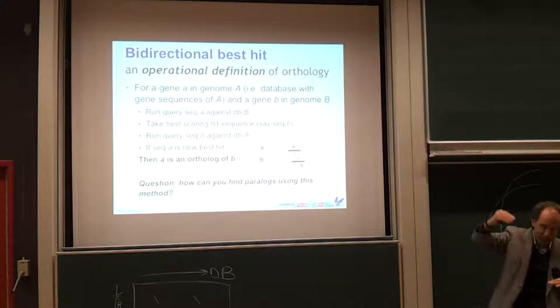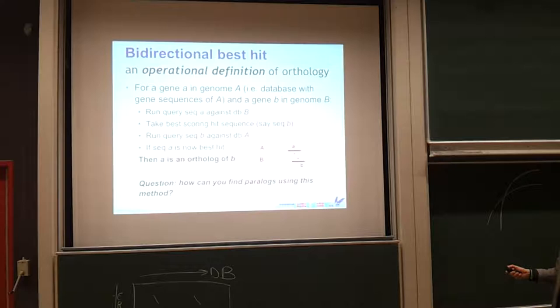Situation, and that would be more meaningful. So that's an idea, and this is called a bi-directional best hit, to establish an operational definition of orthology. So you run BLAST in one direction, you run BLAST in the other direction. If both are the best hit of the other, top of the list, then you say, hey, this is an ortholog.